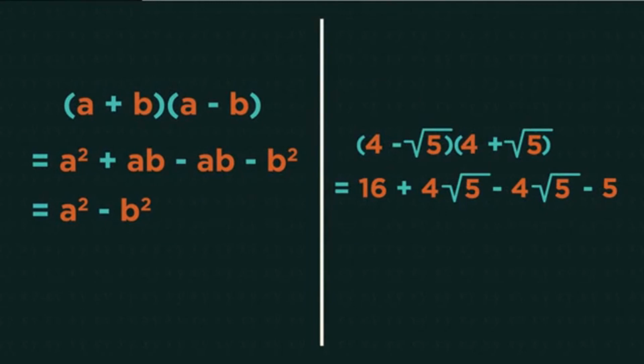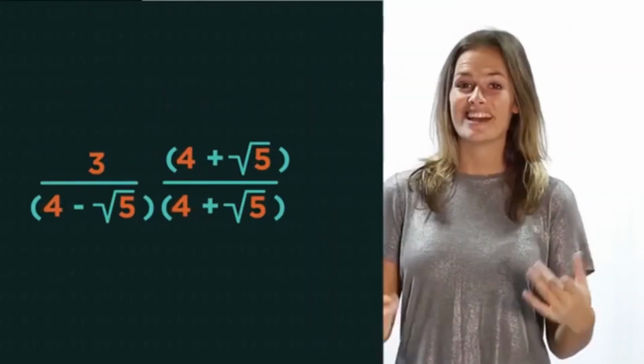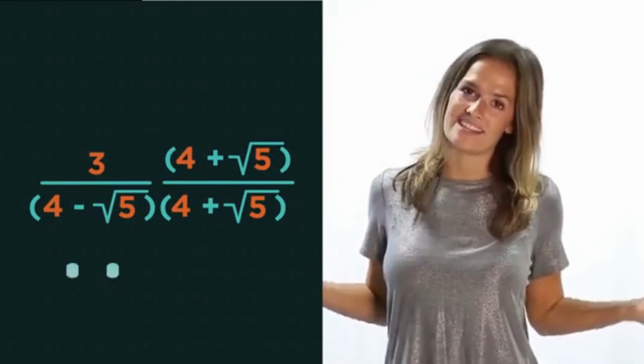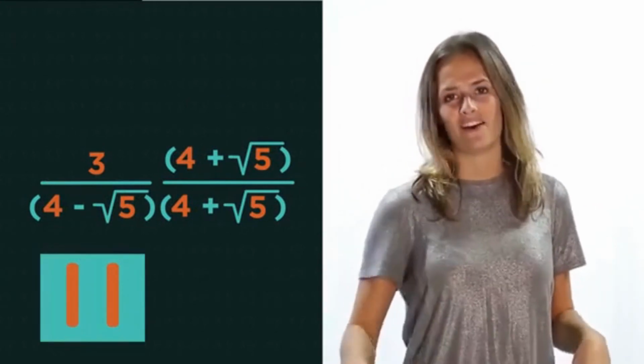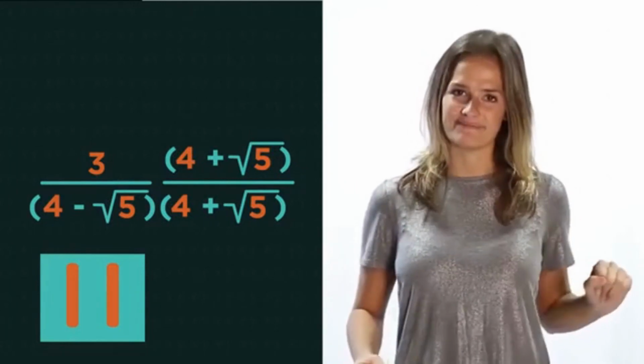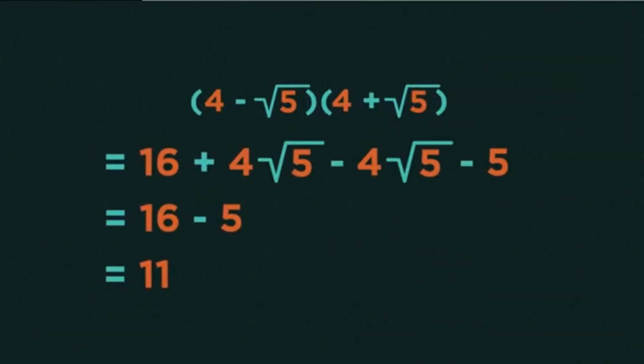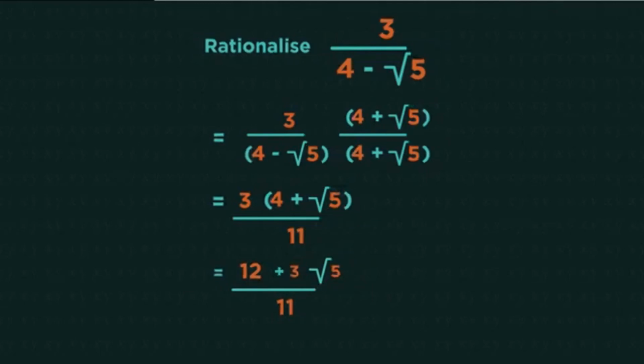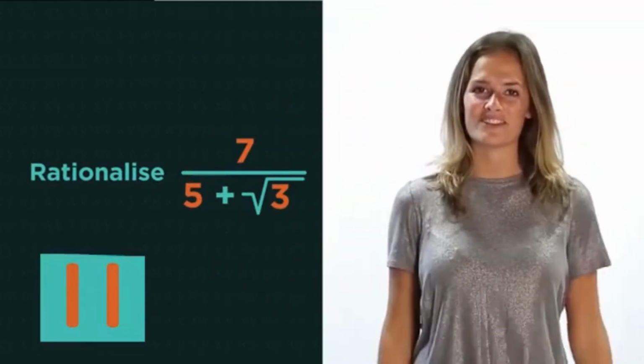We want to cancel out the surds. So expand the denominator brackets and see what you get. Pause the video, work it out, and click play when you're ready. You should have got 11. So going back to the question, we can simplify by expanding brackets, and we get this, 12 plus 3 root 5 over 11. So give this question a go yourself.